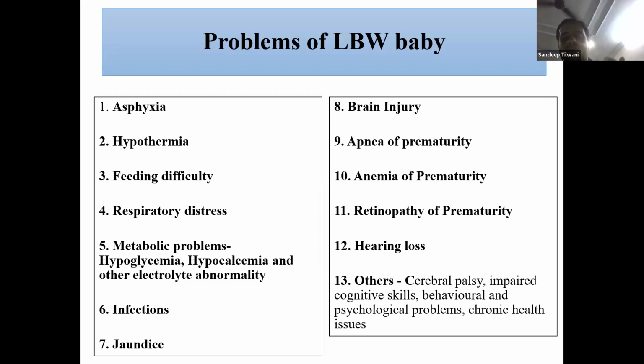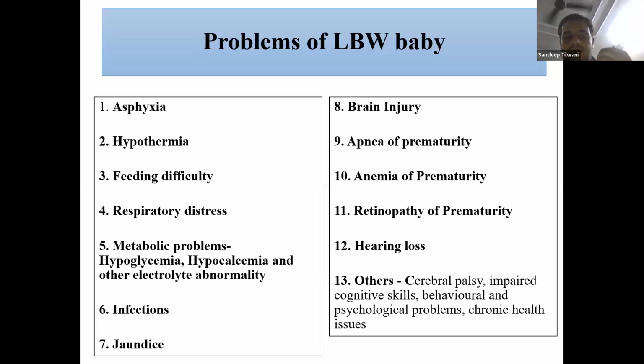Also, they are at high risk for certain electrolyte abnormalities in the form of hyponatremia because their kidneys are immature, so they tend to lose more sodium in the urine. As a result, these babies are at more risk for hyponatremia of prematurity. Then, because of their low birth weight and prematurity, these babies are at high risk for infections. They are very vulnerable to infections because their immunity is not well developed.